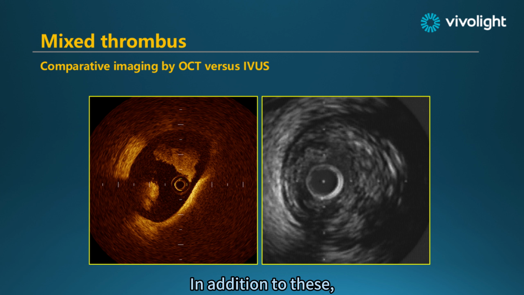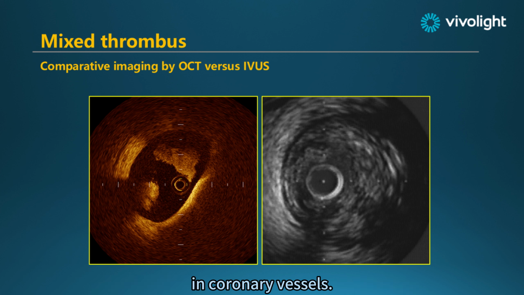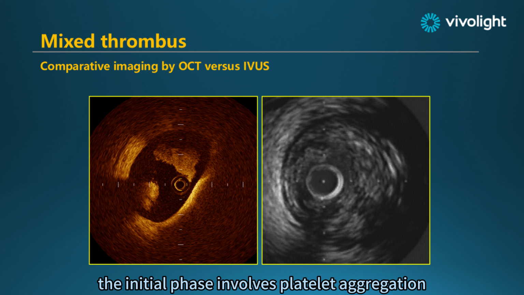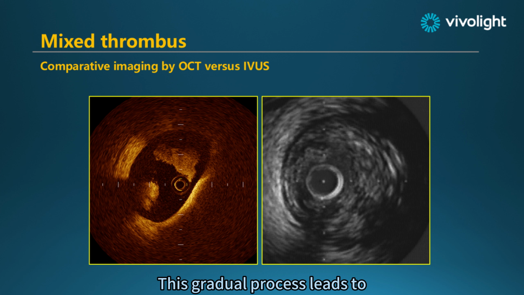In addition to these, we encounter mixed thrombi, which likely represent the most prevalent type in coronary vessels. The majority of extracted thrombus are mixed type, as even in STEMI patients, the initial phase involves platelet aggregation, followed by coagulation cascade activation. This gradual process leads to full coagulation cascade initiation.